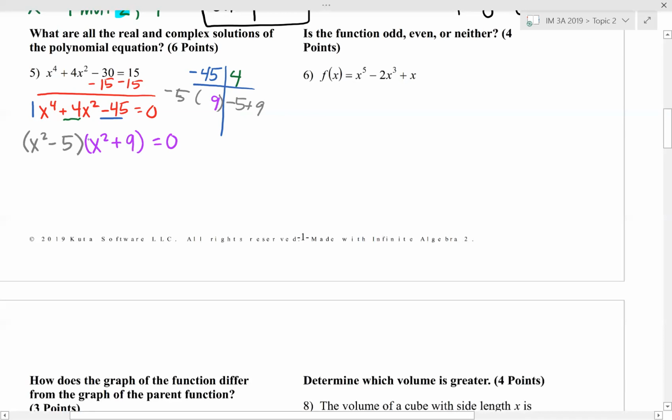So when I have this, I want to check, do I have a difference of squares? Can I factor these to find more zeros? So we know that because it's a fourth power, we should end up with 4 zeros. Because we have 2 x squareds, because x squared times x squared makes x to the fourth, each of these factors is going to give us 2 zeros.